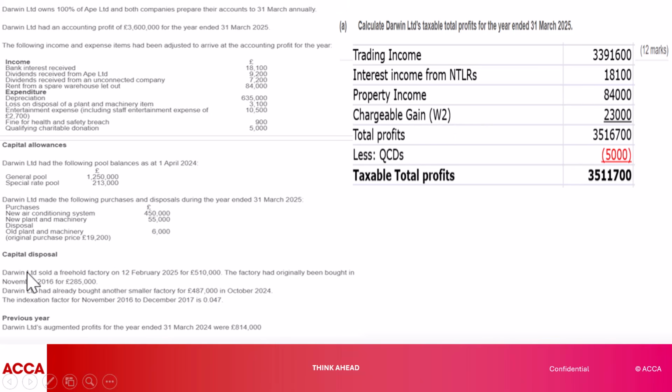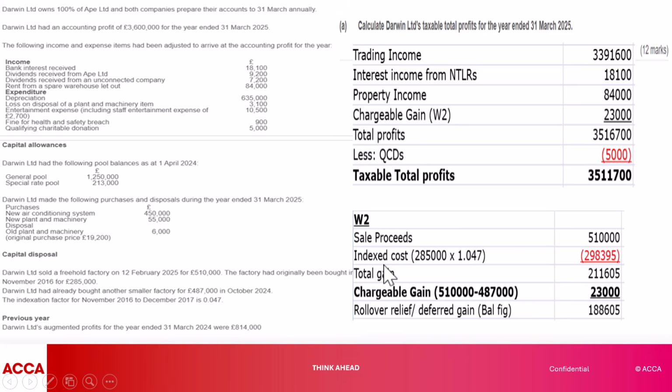And we're given here a statement telling us Darwin sold a freehold factory on 12th of February 2025 for 510,000. The factory had originally been bought for 285,000, and they've already bought another small factory. So I can see a bit of rollover here, and I'd like to show you how to do that. So we sold it at 510. We have an indexed cost. See, I've added the indexation allowance within the cost itself so that I can get the indexed cost, just to save on time. And I'm also sure the indexed cost will not be greater than the sale proceeds, so I won't have issues of getting a negative answer, realizing that indexation allowance cannot create a negative answer. It can only reduce your gain to 0.